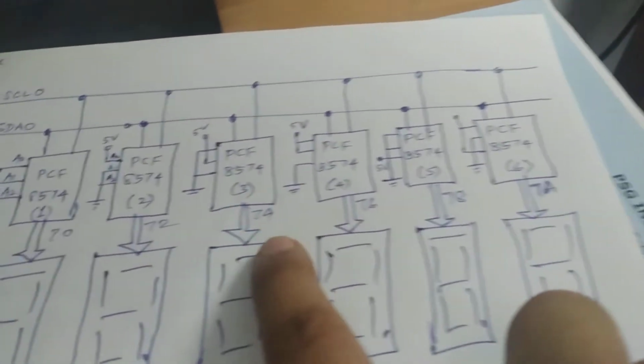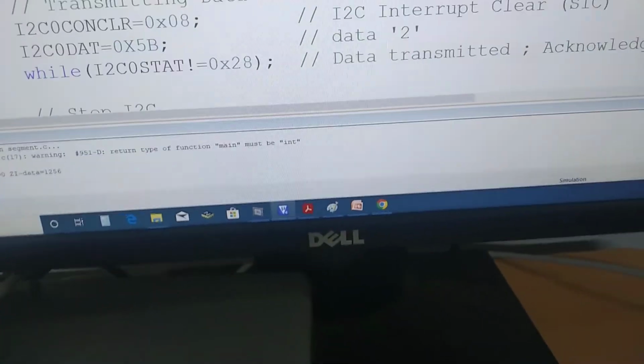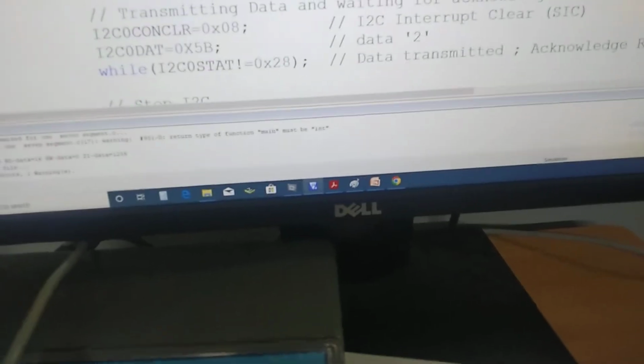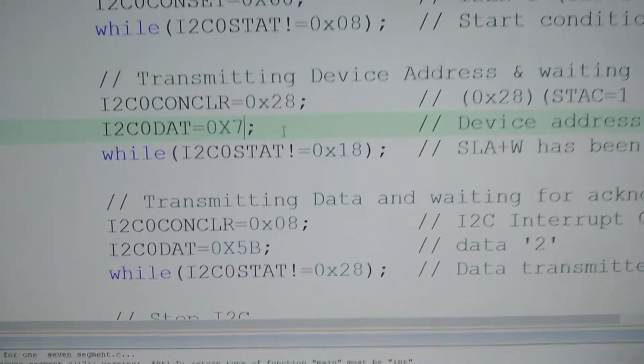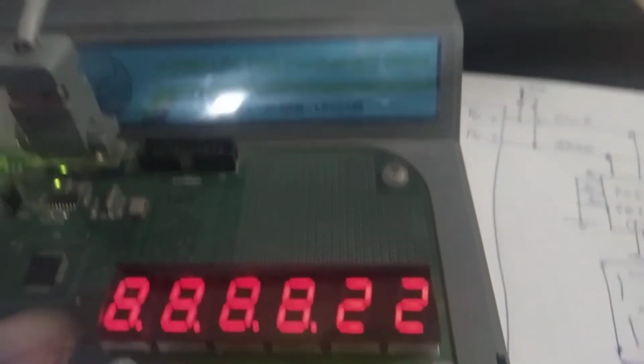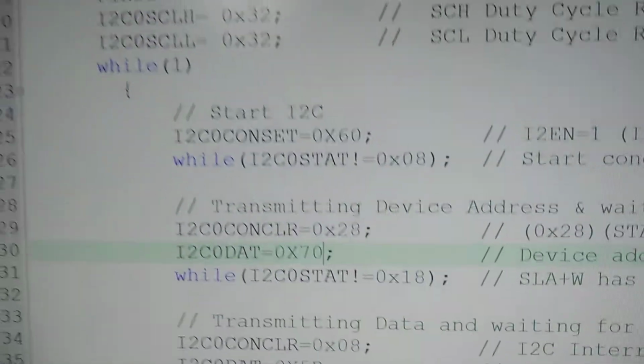Similarly, 76, 74, 72, 70 means all the 7 segments will display 2. Let us try something one more, instead of 78, I can go for the MSB. I can give it as 70, which is the most significant bit, this bit. So now we are making this bit become 0. See, that's why 70. So compile, build.